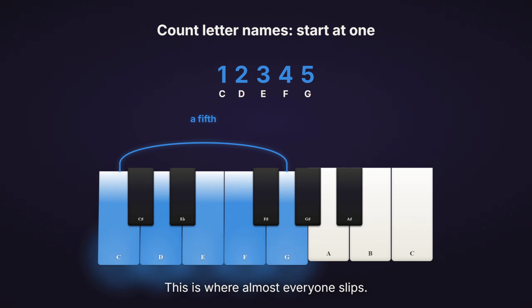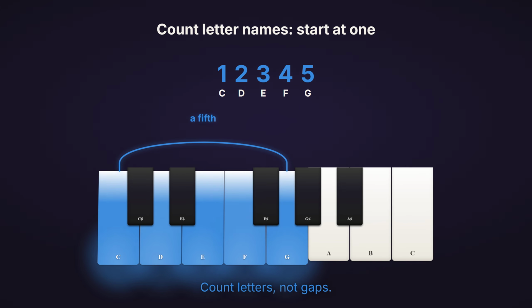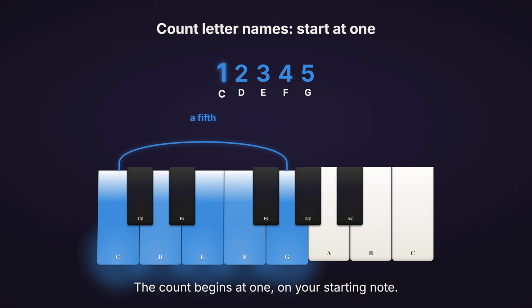We counted C, the very note we began on, as number 1. We did not start counting from the next note up. You are not counting the gaps or the steps between the notes. You are counting the letter names themselves, and the count always begins at 1, right on your starting note. Get that habit in, count the first note as 1, and the number falls out every single time.